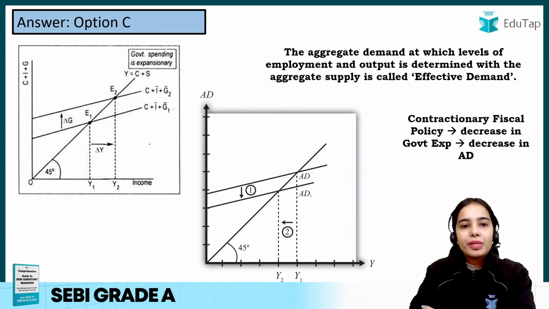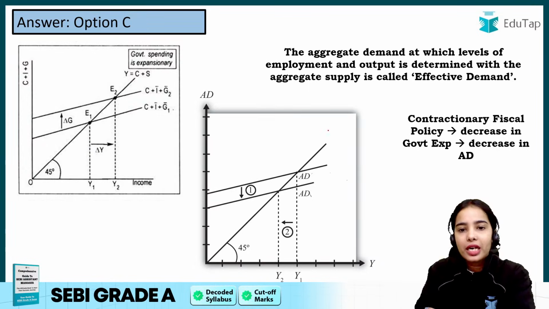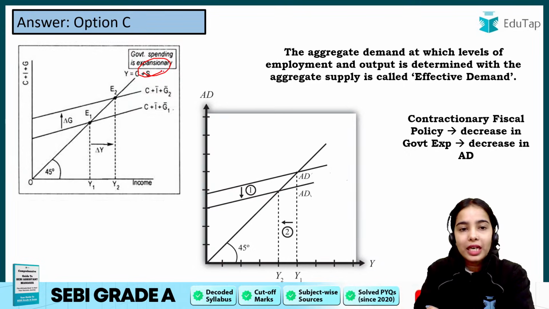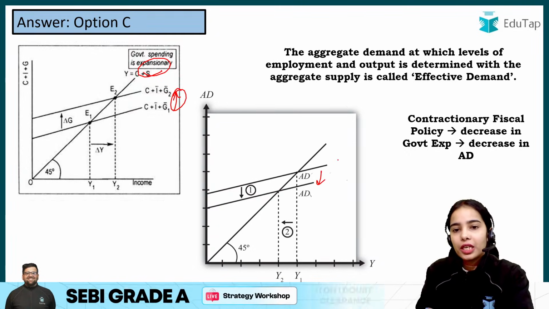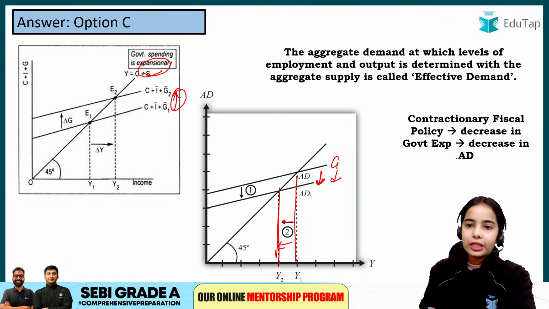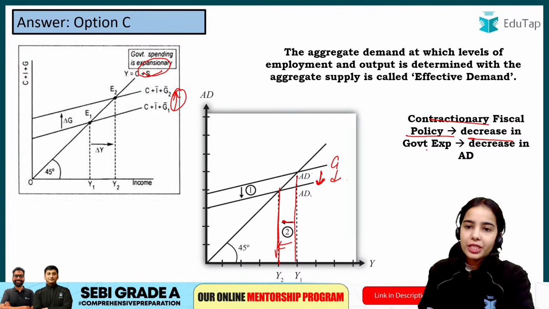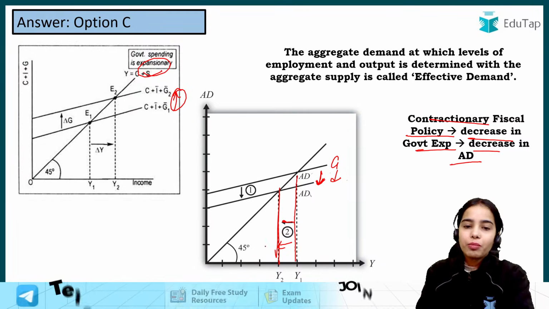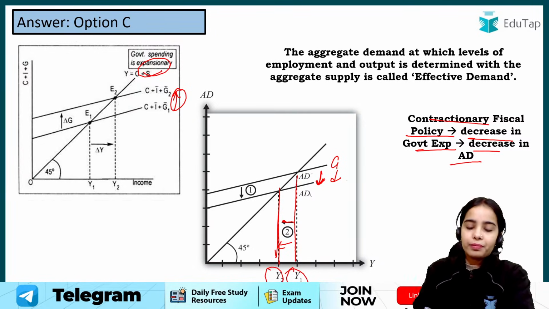Okay. So basically, this is expansionary policy where the government expenditure is increasing, but if there is contractionary, government expenditure is decreasing. So there is contractionary fiscal policy and the level of income will decrease. Contractionary fiscal policy: government expenditure will decrease, aggregate demand will decrease, and level of income will decrease.